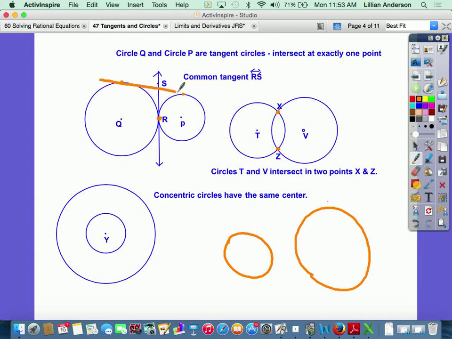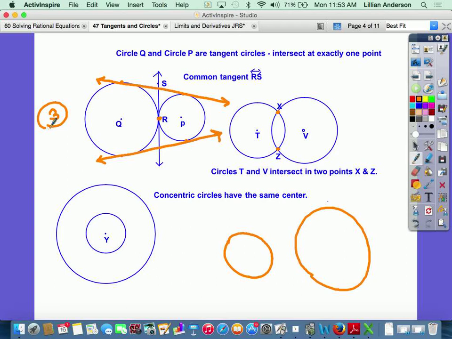So, for these 2, you can have another common tangent. I'm going to do my best to make it. You can have one here, and you can also have a common tangent here. So it's a line that touches both circles at one point. So when you have circles like these, they have 3 common tangents.